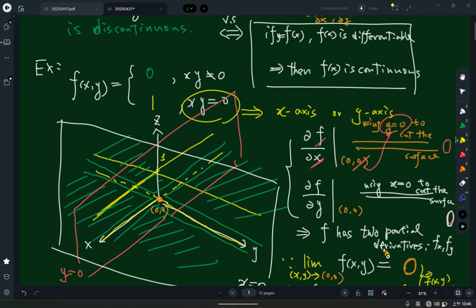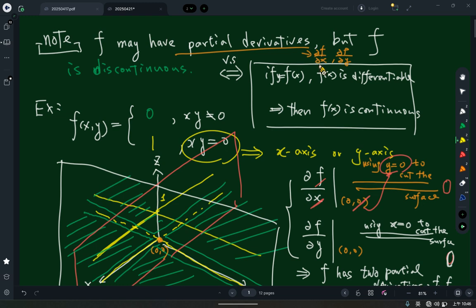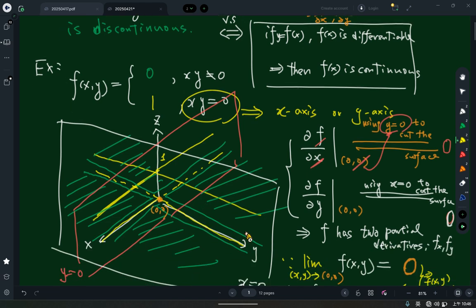So actually, maybe I can just explain the reason to you. Because when you just consider this partial f, partial x, or partial f, partial y, you just consider these two planes. Did you try to consider if the plane is a little bit slanted?